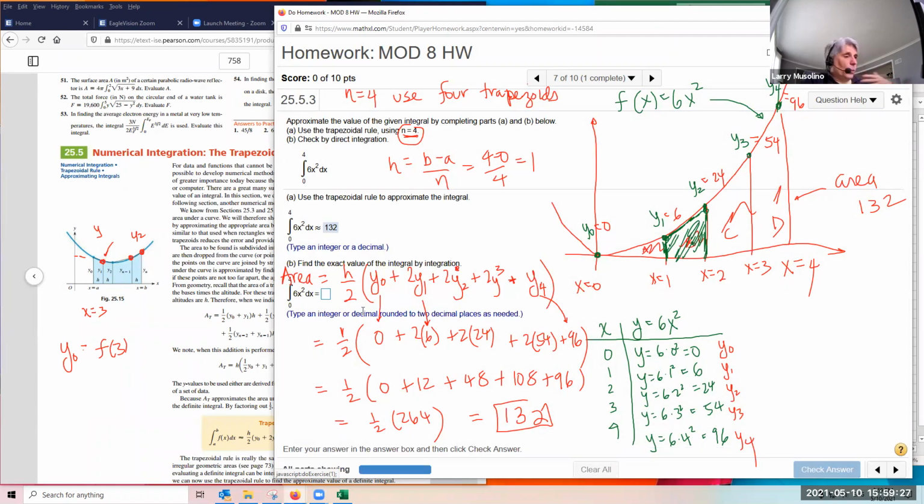Okay. Then it wants me to find the exact value. Well, you can find the exact value using a definite integral. I'm going to let you work that one out based on the examples we've already done.